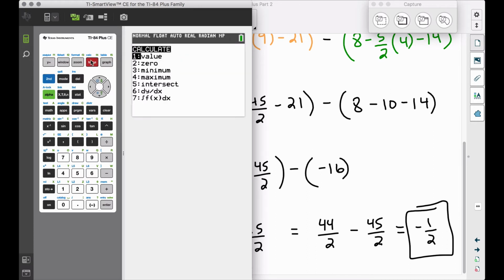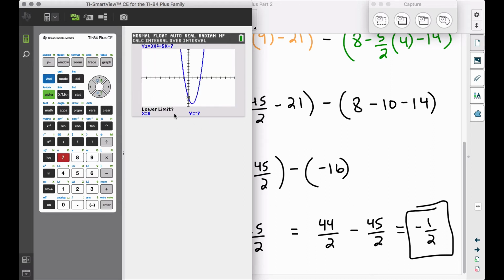Let's go to second, trace. Let's find the definite integral, number 7. Our lower limit was 2. Our upper limit was 3. And notice we have this, what looks like a triangle. Technically it's not, but this area here is more than this area here. And when you have an area below the x-axis, we consider that to be negative. So since we have more negative area than we do positive area, that's why we have a negative answer.